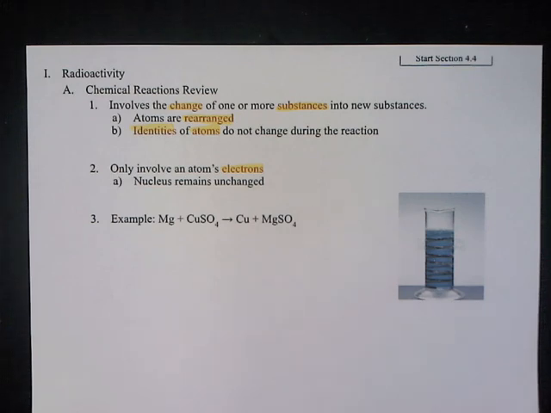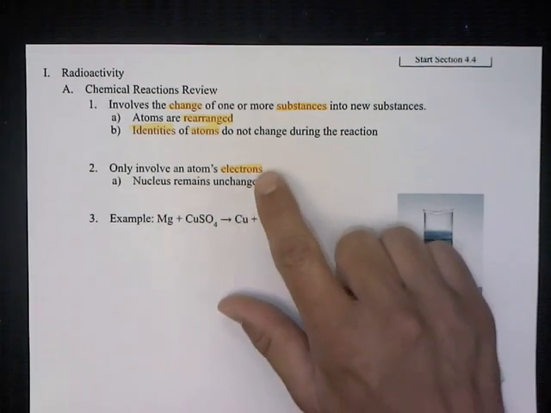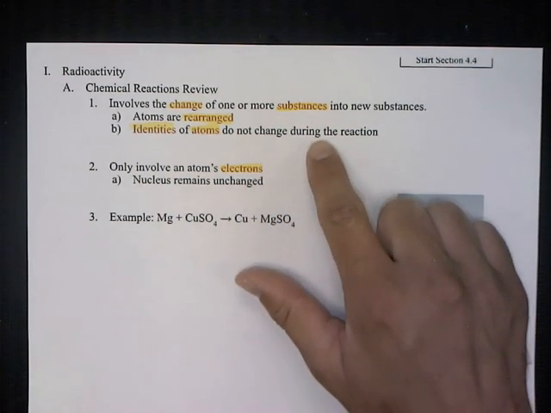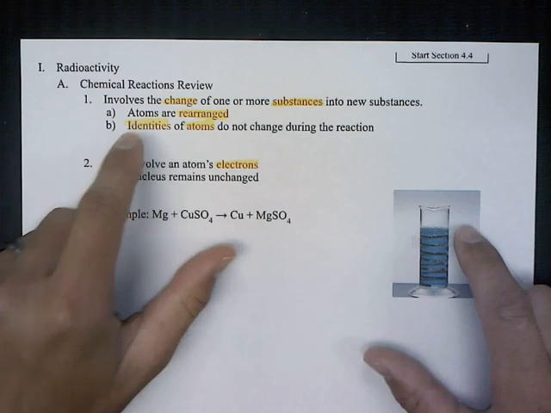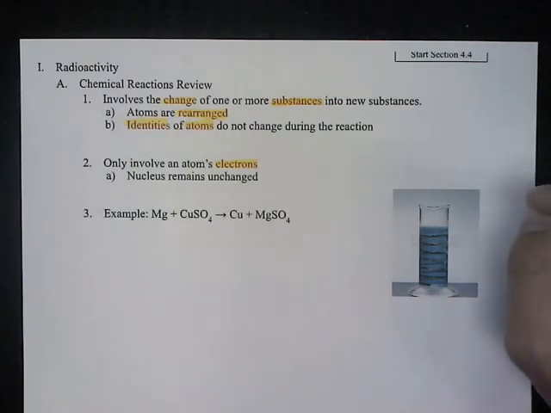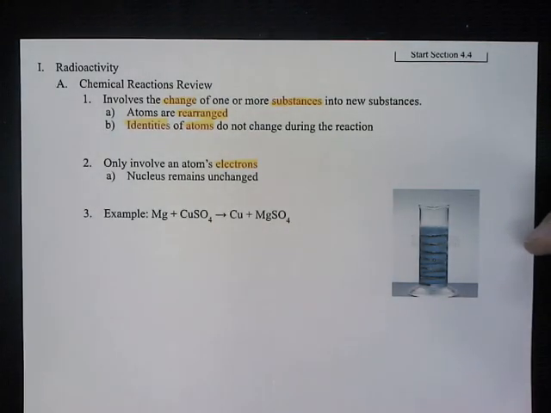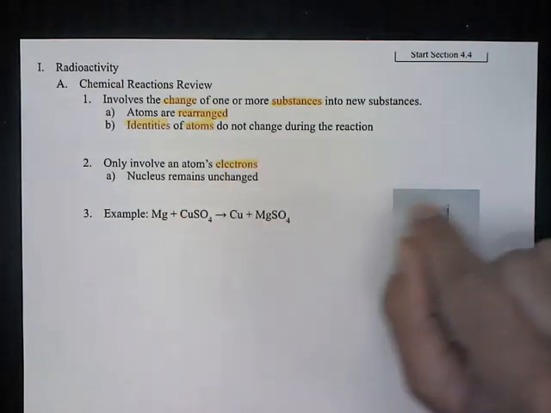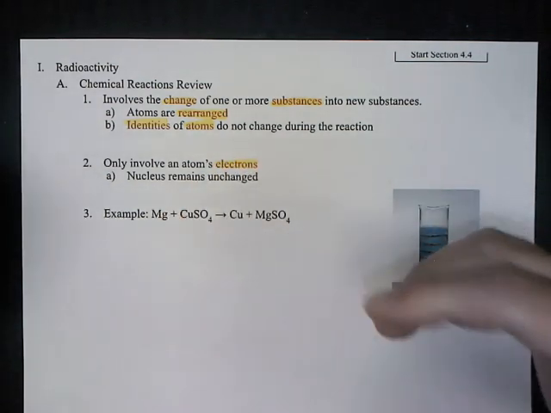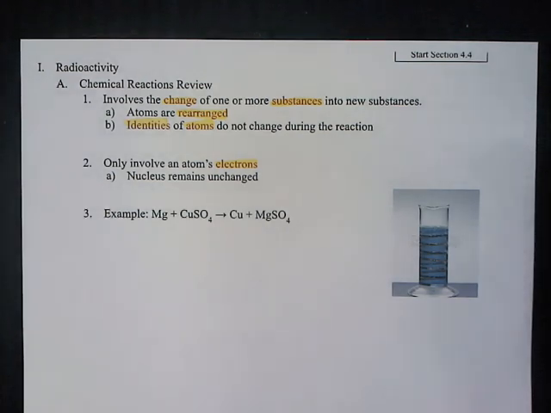Okay? So, what we want to look at is this, and this is a chemical reactions review. You've probably dealt with chemical reactions in the past, but with a chemical reaction, we have a change of substances, and this occurs because atoms are rearranged. However, we see here a very, very important word. The identities of the atoms do not change.